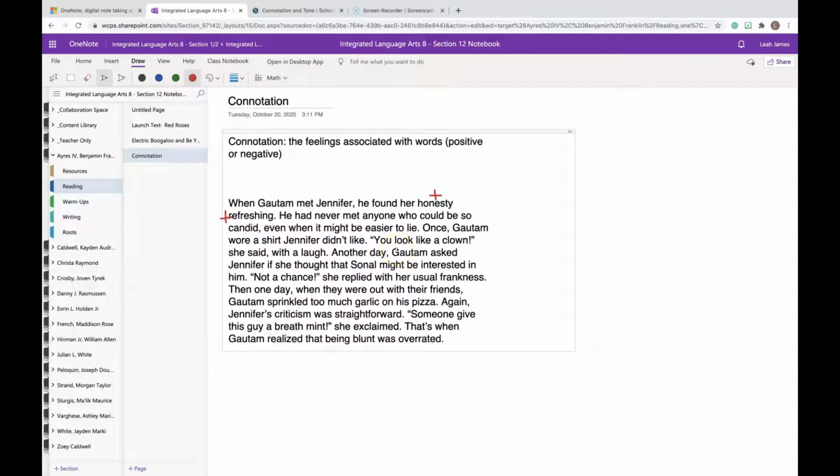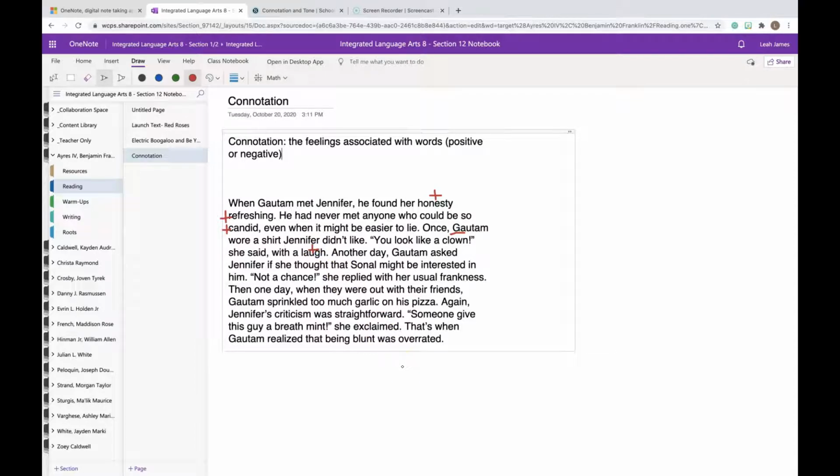He had never met anyone who could be so candid, even when it might be easier to lie. So that word candid has a positive connotation for me. The word candid means kind of open, and normally people who are open with one another tend to be positive, or it's a positive thing. So once Gautam wore a shirt Jennifer didn't like. "You look like a clown," she said with a laugh. Now that word clown has a negative connotation, so I'm going to put a negative sign over clown. But that word laugh has a positive connotation.